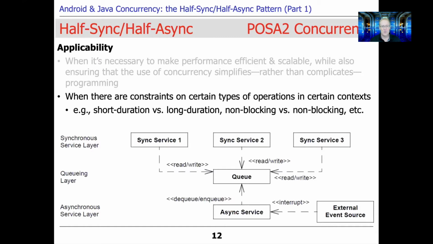Another reason for using this is when there are constraints on certain types of operations in certain contexts. So for example, you might have some short-term operations or short duration operations that could run entirely in the async layer because they don't block, they don't run for long. You may have longer duration operations. They need to probably run in the synchronous layer in separate threads so that they can do their thing without having to worry about blocking other operations. There's non-blocking versus blocking. So there's a whole bunch of different trade-offs and considerations to decide where the services are actually going to run.